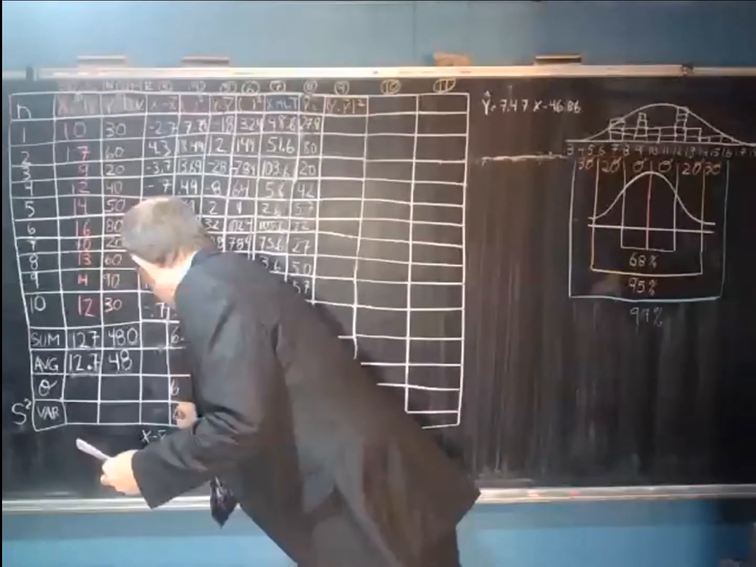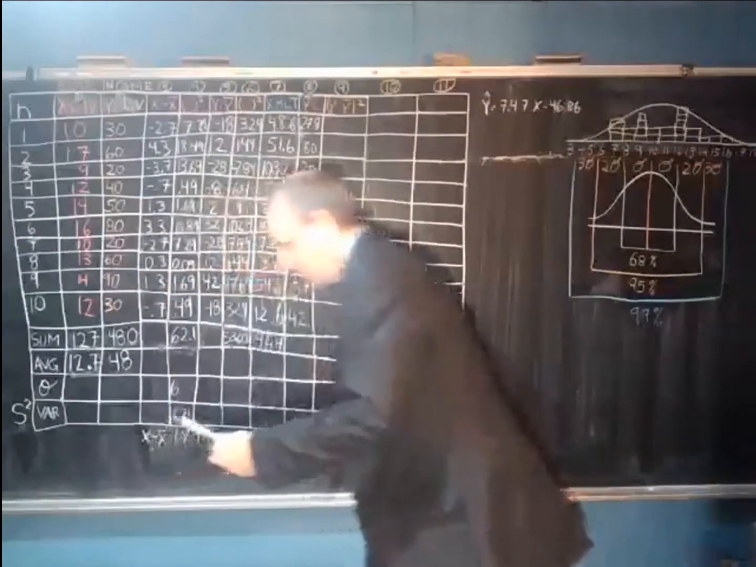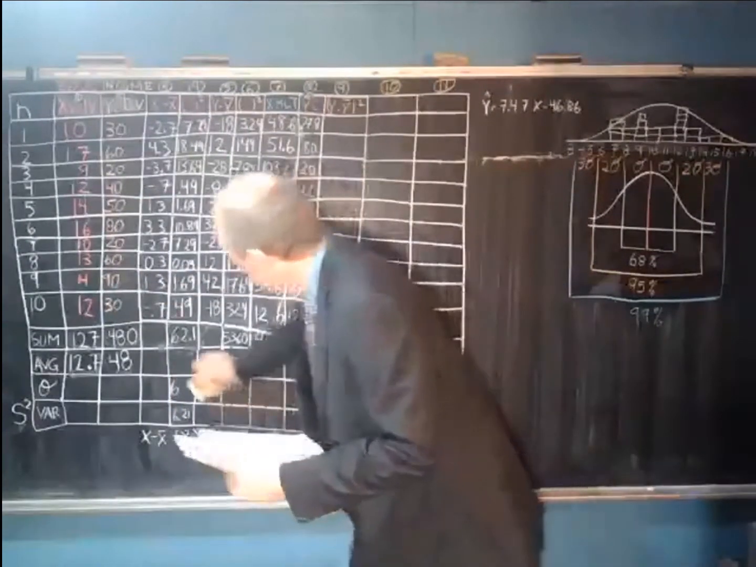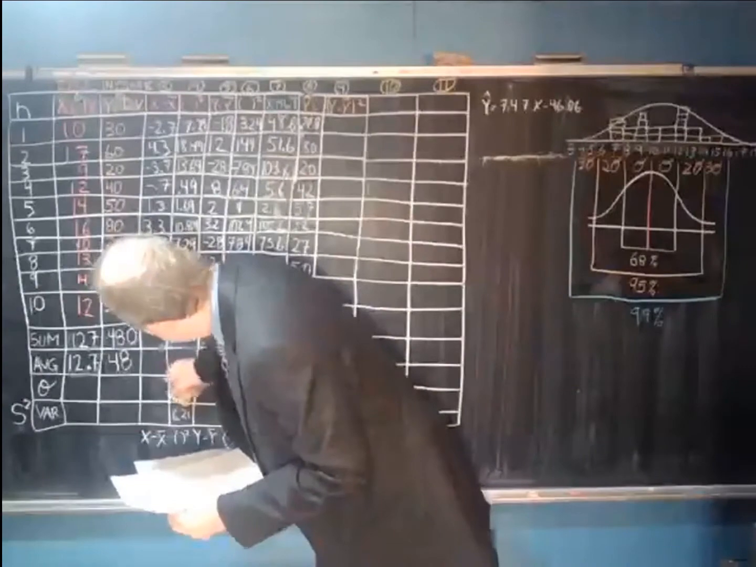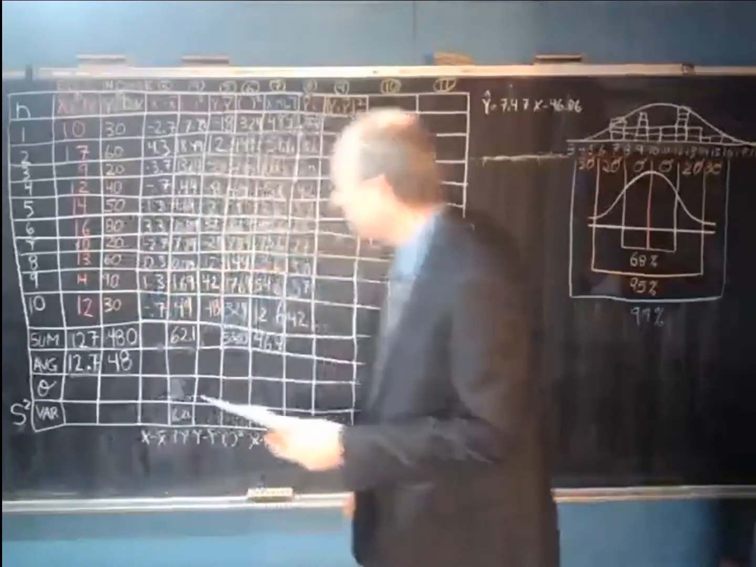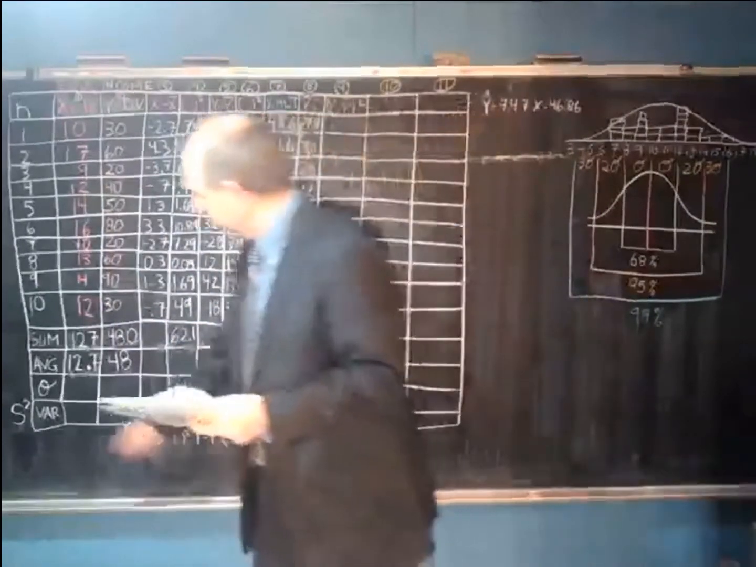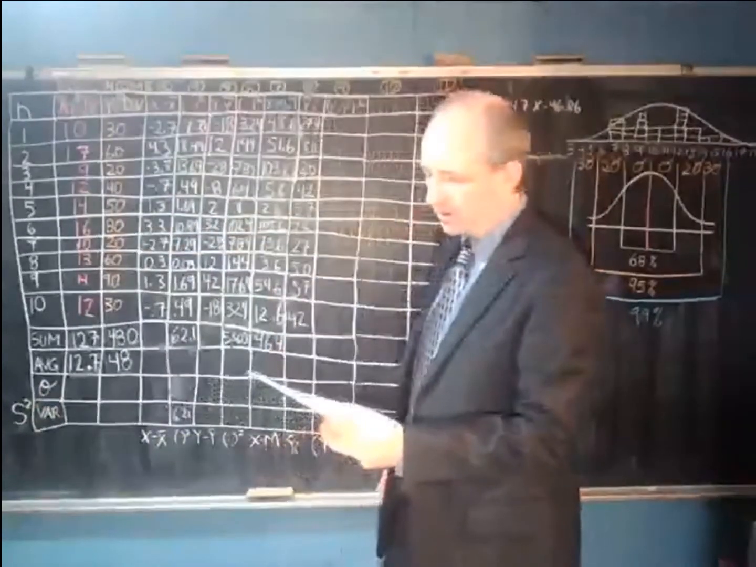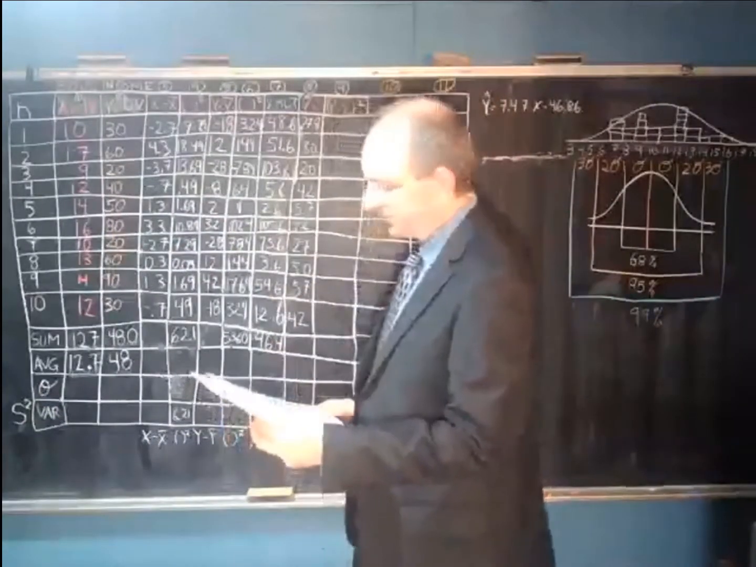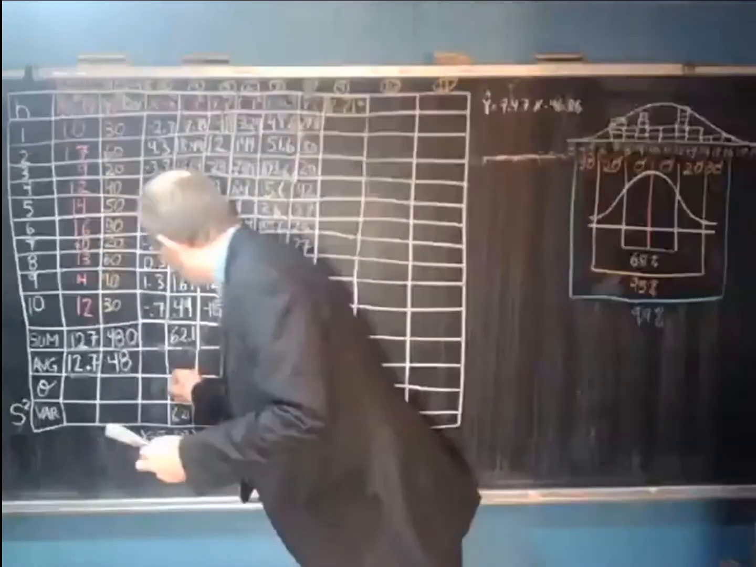Sorry, our 6.21 is going to be our variance. Now, to get the standard deviation, we take the square root of the variance, right? The variance is s squared. And so the square root of 6.21 is going to be 2.49.